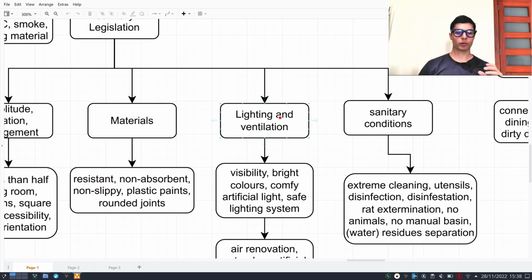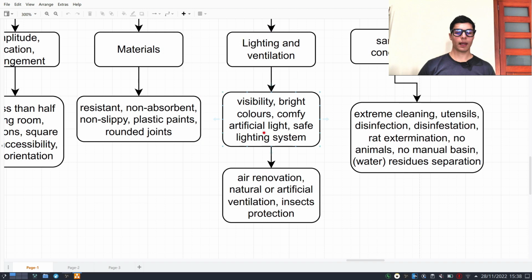Then also talking about lighting and ventilation. Lighting, you need to have good visibility. You have to differentiate bright colors. This is also for the presentation of the dish. And then it must be a comfortable artificial light, and it must have a safe lighting system, for example, LED.